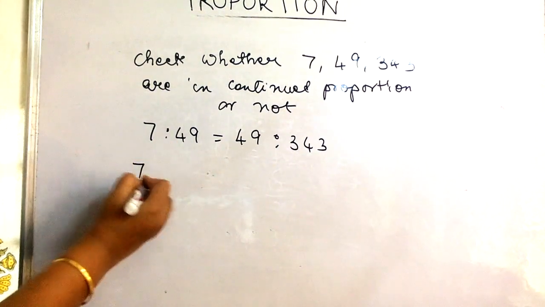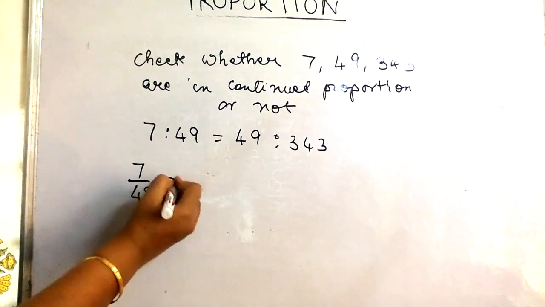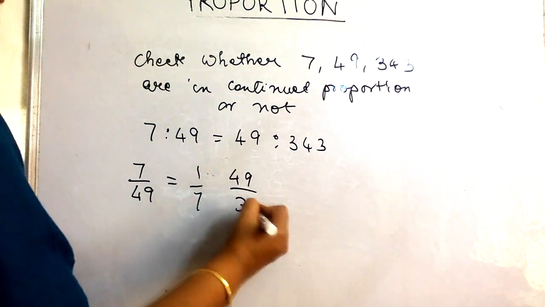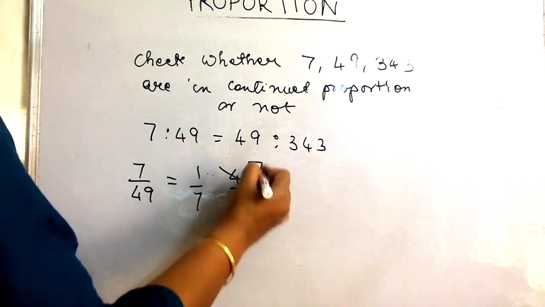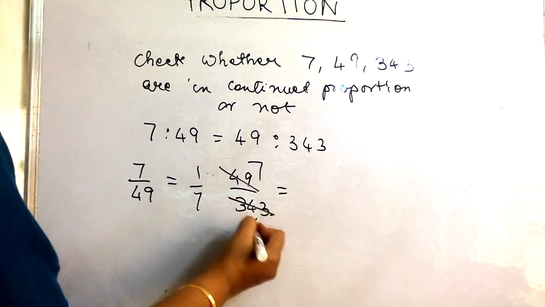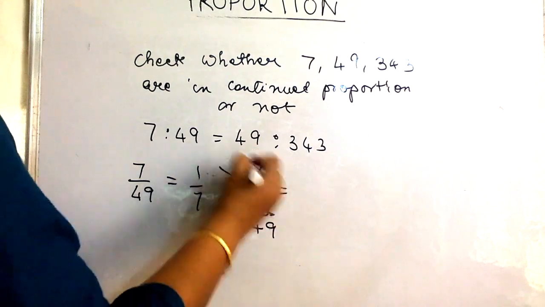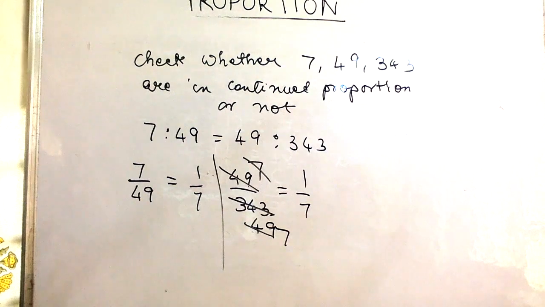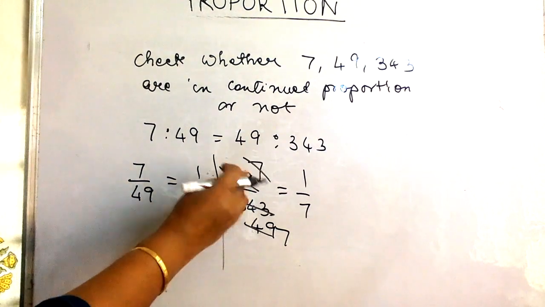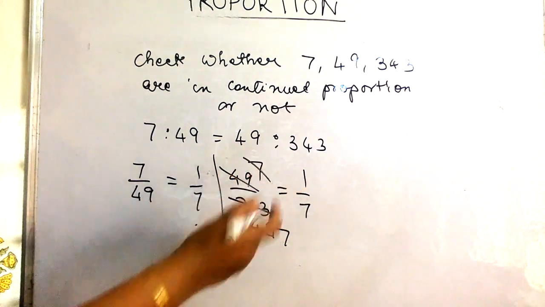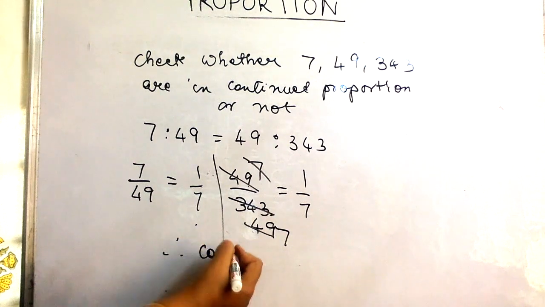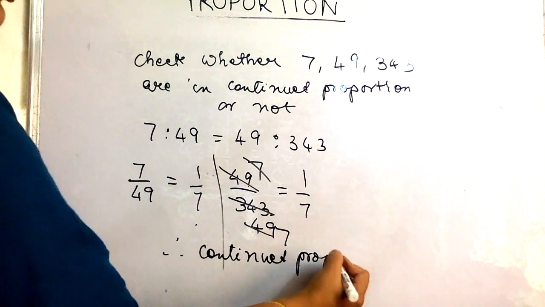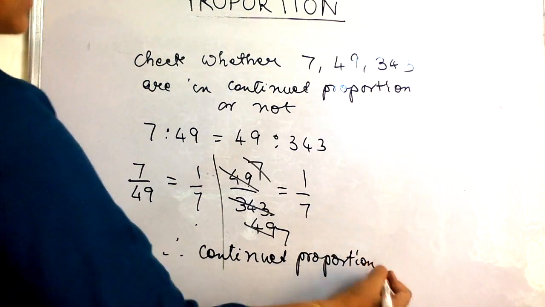7 by 49 is equal to 1 by 7. 49 by 343, if you cancel with 7, 7 4s are 28, 9 again 7, is equal to 1 by 7. Hence, 7 is to 49 is 1 by 7, and 49 is to 343 is also 1 by 7. Therefore, continued proportion.